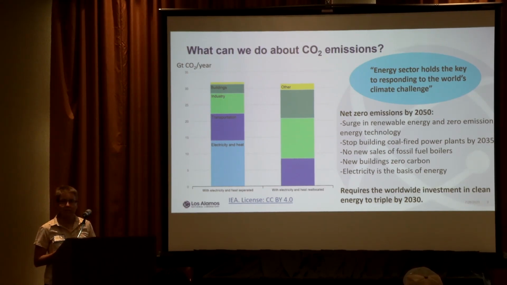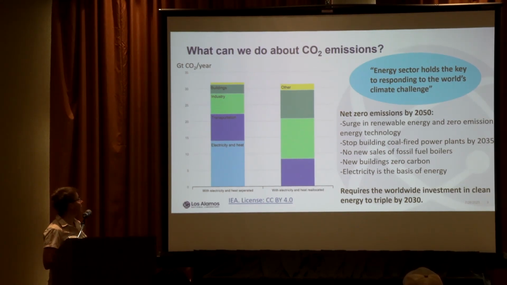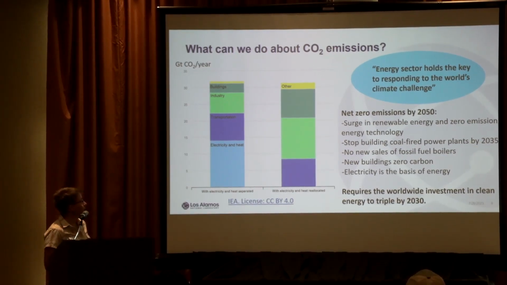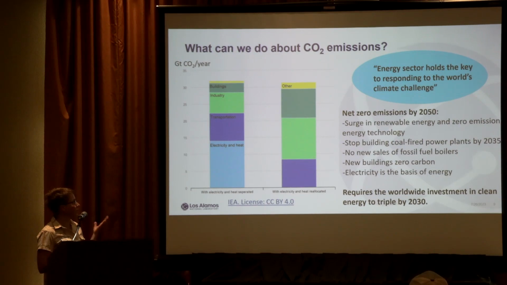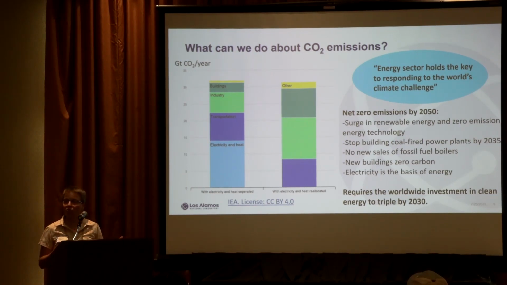Transportation is the second biggest. Industry comes after that, then buildings, and then other things. Other things include agriculture and anything that wasn't really mentioned in this graph. And basically the thinking here is that to get to net zero emissions by 2050, which is a goal for many governments, many coalitions, in the US, in Europe, everywhere.